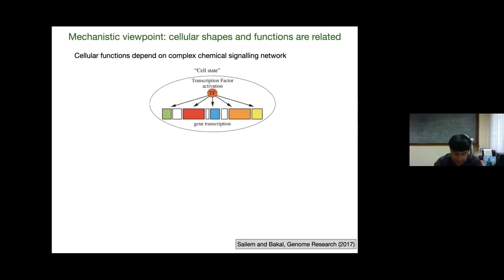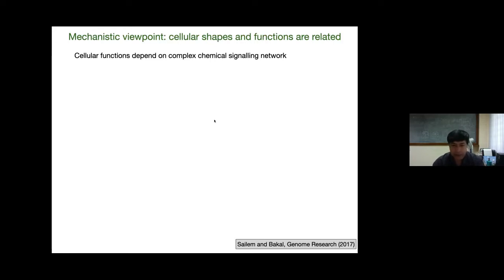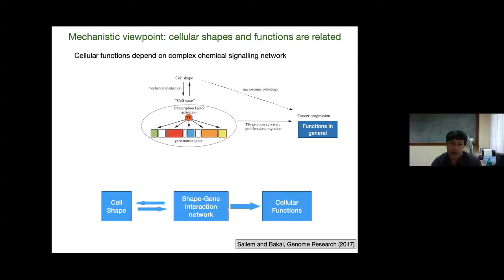So I'll be talking about cell shape. Cell shapes are important for different cellular functions. Different biological functions are actually the interplay of very complex chemical signaling networks. But there is enough evidence that cell shape and these chemical signaling networks are coupled. So the mechanistic point of view is that one can ignore this coupling or treat it as a black box and study the function in terms of cell shape.